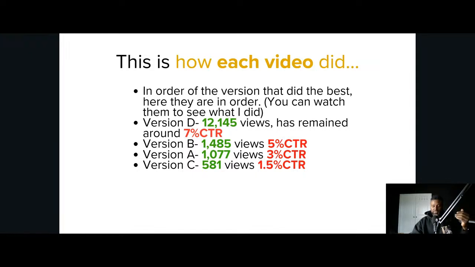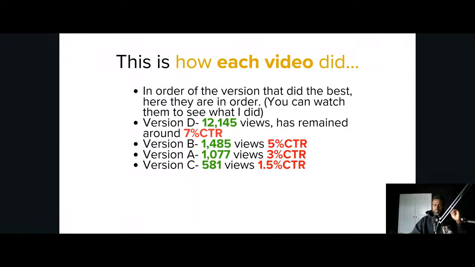It still accumulates views, but once I turned off the ads, it slowed down a little bit, but I'm still getting views on it. A little over 12,000 views, and the click through rate from that video to the landing page was 7%. The next best video was version B, which had about 1,400 views on it and a 5% click through rate. I ended up leaving these two on, and I paused version A and version C so that more of my ad budget could be sent to version D and version B, since those were getting the best engagement.